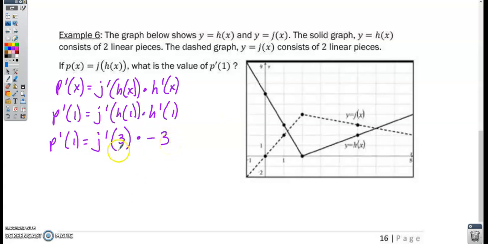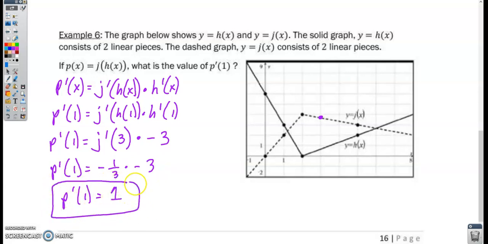Now I need j'(3) to finish this off. j'(3) is going to be the slope of the j function at this point right here. That's on this line segment, and that line segment has a slope of negative 1/3. So this is going to be negative 1/3 times negative 3, and therefore p'(1) is equal to 1.